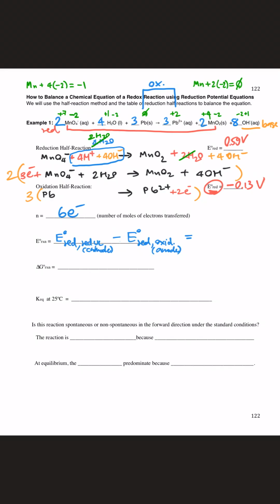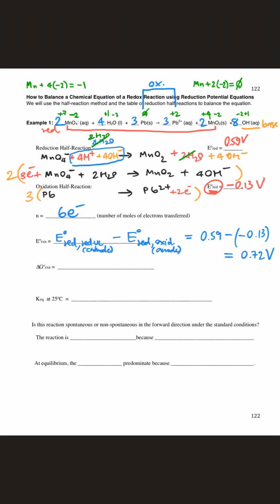I'm going to put in the standard reduction potential that belongs to the reduction half reaction, which is 0.59, minus the standard reduction potential that belongs to this oxidation, which is negative 0.13. The total comes out to be positive 0.72 volt. A positive value indicates that this reaction is spontaneous.